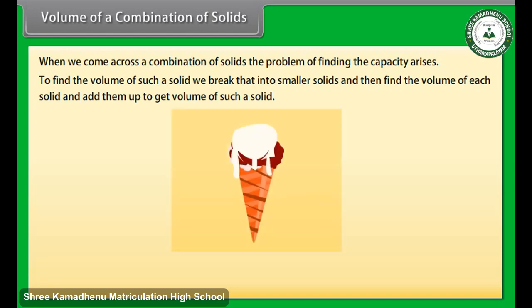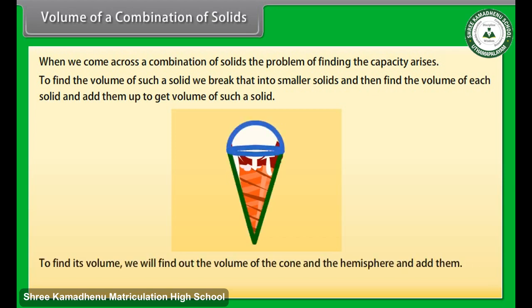Look at this ice cream cone. It is a combination of a cone and a hemisphere. To find its volume, we will find out the volume of the cone and the hemisphere and add them. Or we can write it as volume of an ice cream cone is equal to volume of cone plus volume of hemisphere.